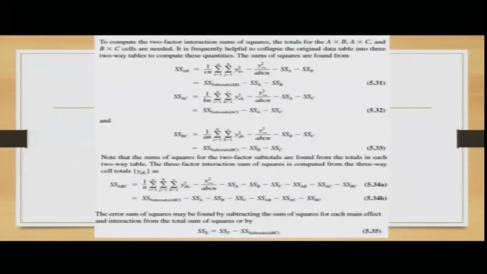It is frequently helpful to collapse the original data table into two-way tables. So, consider this, when there were two factors A, B and N, it was a matrix, a cube sort of thing, and you took the slices. If you are taking the slice along the vertical as I am showing, then if I am measuring A along this direction, I keep A fixed, and summing up for all the slices would mean I am summing up for B and also the second factor for N.